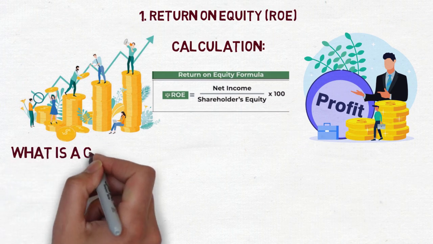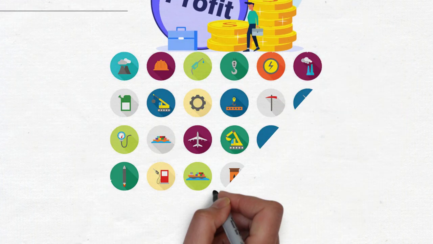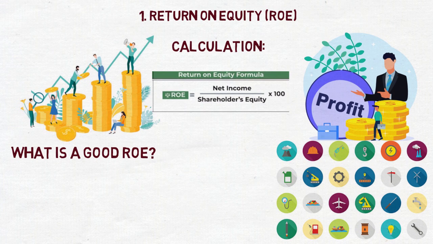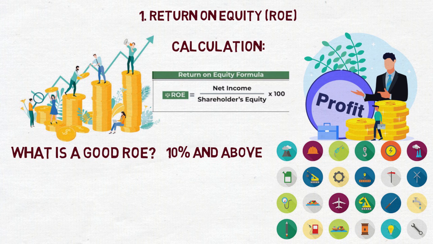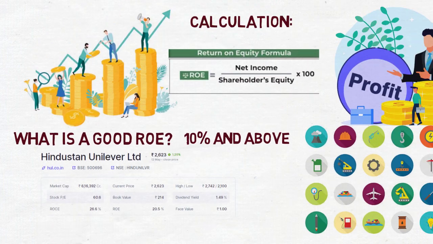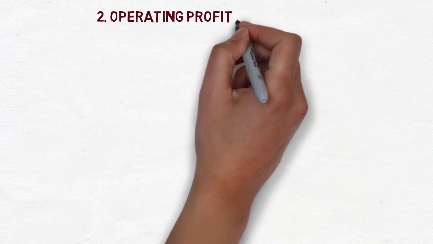So what is a good ROE? While averages can vary depending upon the industry, an ROE of about 10% is generally considered good. A higher number is better as it indicates that the company can generate more income from each rupee of shareholders' equity. For example, here we can see that the ROE of HUL is 20%, which can be considered a decent number.